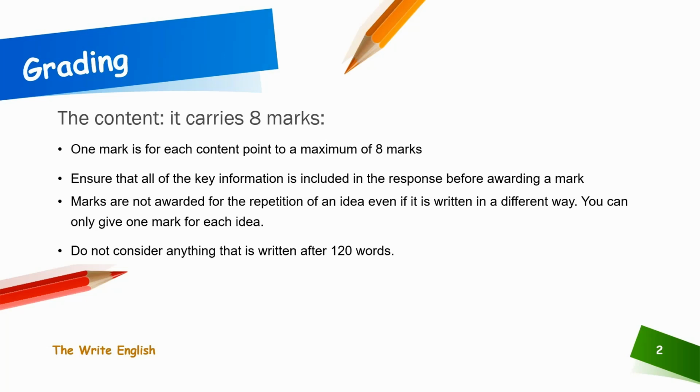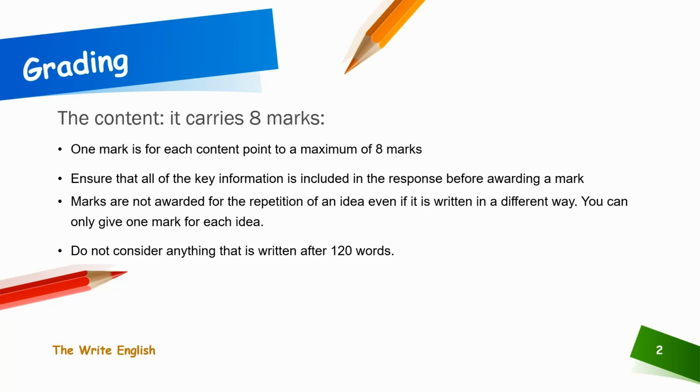So, let's say, for example, that you wrote 8 content points. 6 of them were complete, and we had 2 content points which were not complete. So in that case, you will get 6 out of 8 marks. Also, you will not be awarded for the repetition of an idea, even if it's written in a different way, which means, for example, if you've got around 7 content points and then you decided to repeat the 2nd point in a different way, but it has the same meaning. In that case, you cannot take 2 marks for that content point, but you will get 1 mark.